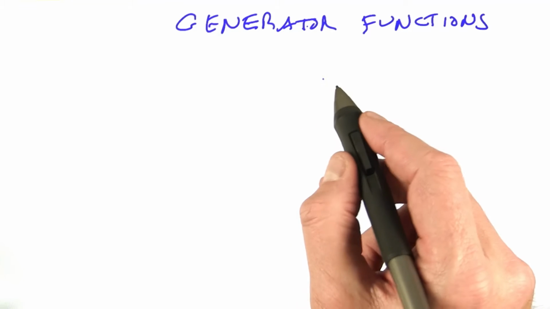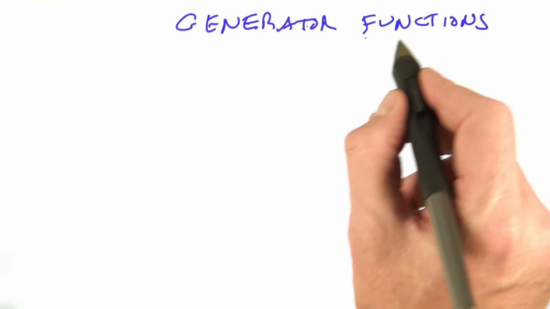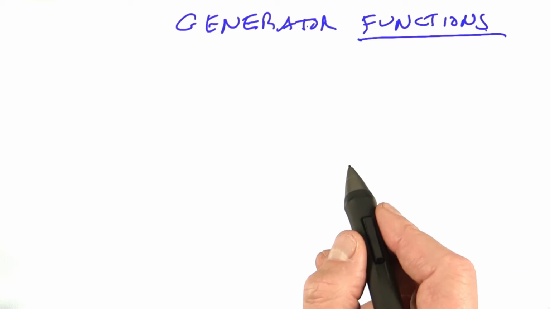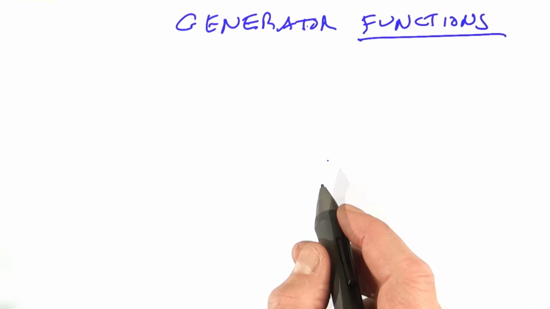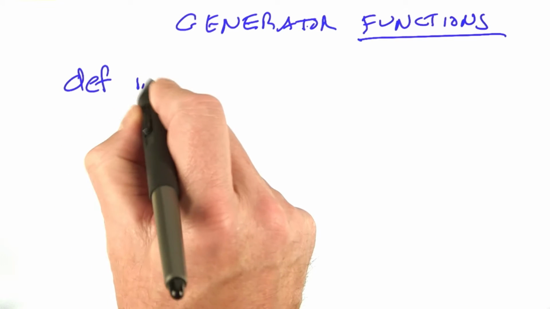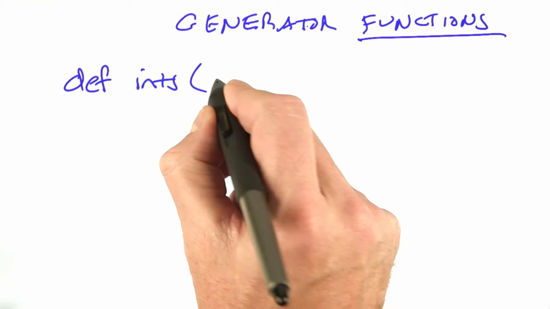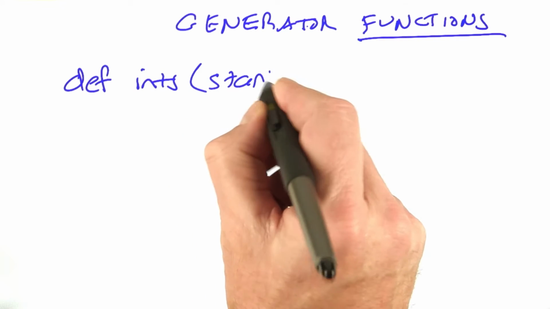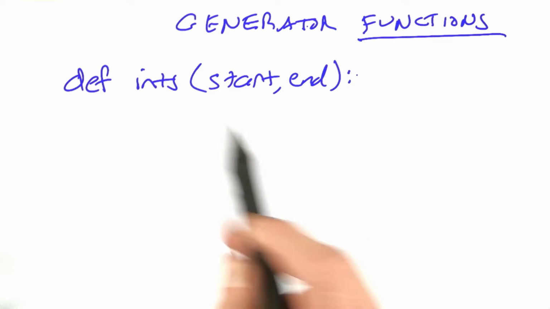To implement the function c, I have to tell you about a new tool called a generator function, which is almost the same as a generator expression. We'll show you what it looks like. I'm going to define a function to iterate over the integers from some start to some end. And this is going to be just like range.